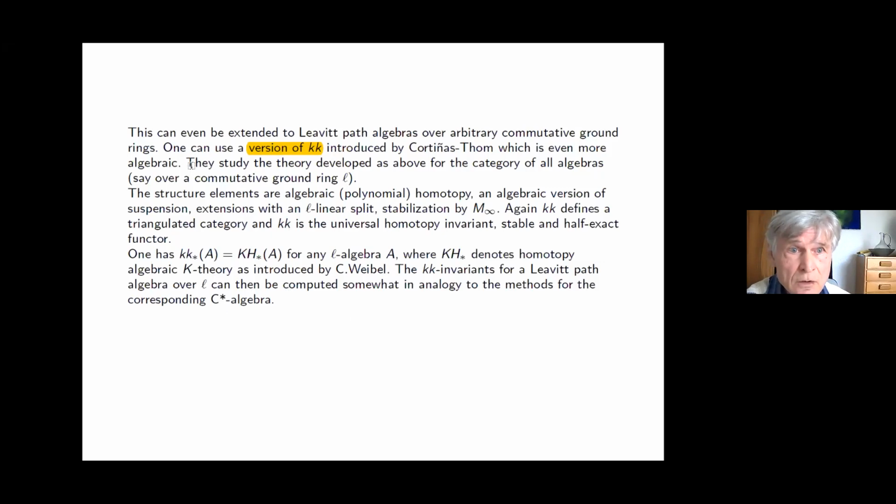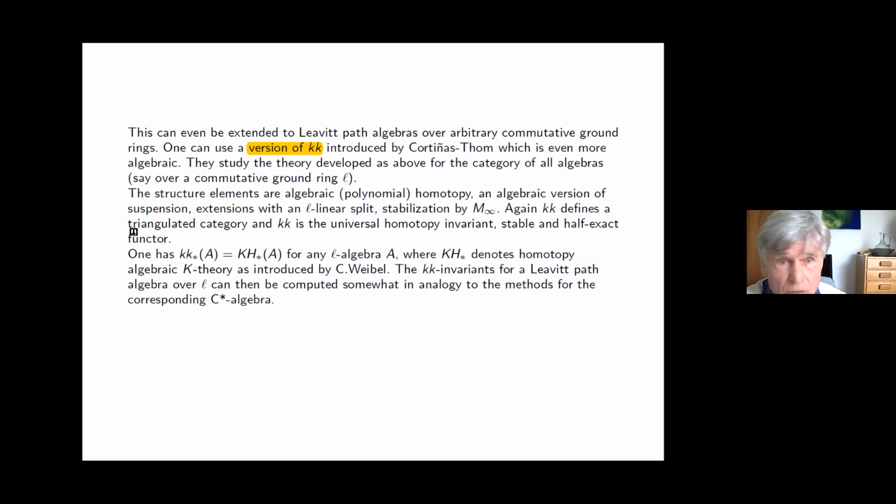And so Cortinaz and Thom study the theory as described before. And basically using the same formula, I mean, you just take exactly the same formula, but replacing homotopy classes by algebraic polynomial homotopy classes, replacing the stabilization by this algebraic stabilization, and replacing the ideal in the universal extension by the ideal in the universal extension in this case here.